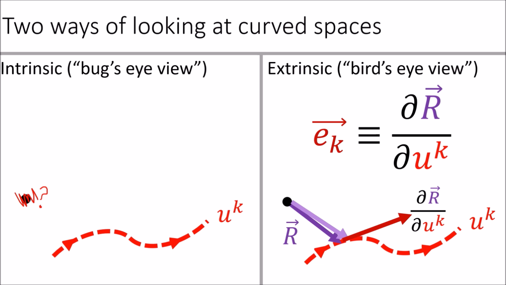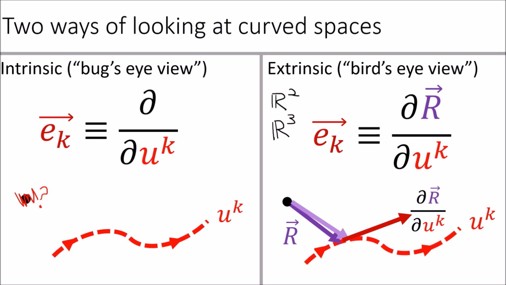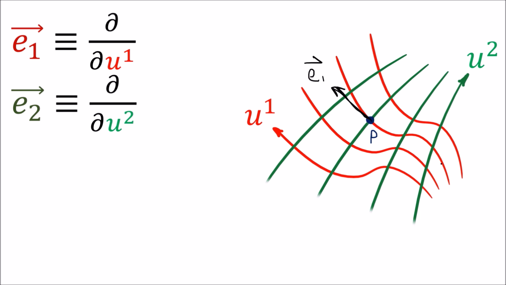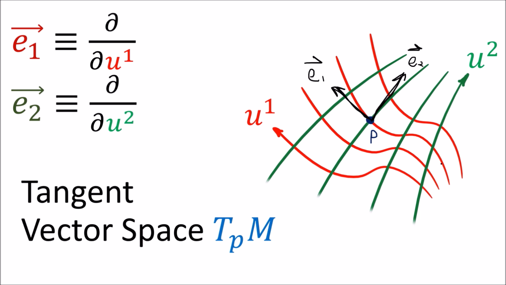So we can no longer think of basis vectors as derivatives of a position vector capital R, like we do in extrinsic geometry, where we work with vector spaces like R2 or R3. Instead, with intrinsic geometry, the basis vectors we're using are the partial derivative operators themselves. So these derivative operators point in a specific direction, just like ordinary vectors point in a specific direction. So these derivative operators would point in the directions of the u1 and u2 coordinates. And these basis vectors live in the vector space called the tangent vector space at some point P.